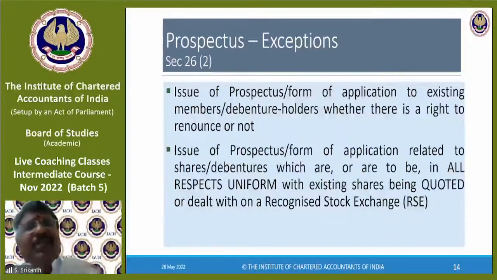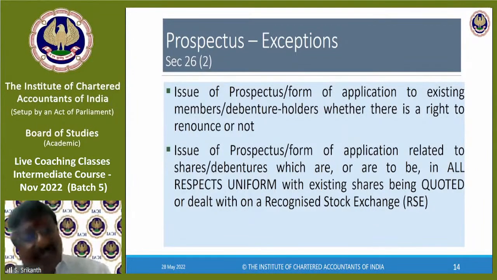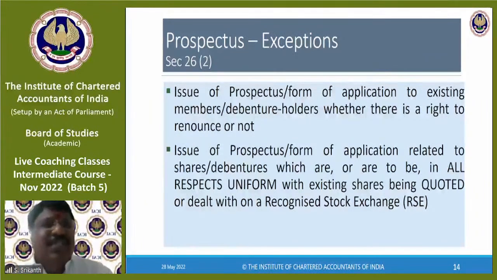Similarly, if you are already a listed company and you are issuing shares which are to be in all respects uniform with the existing shares being quoted or dealt with on a recognized stock exchange. Existing, it's a listed company, already existing shares. In other words, this is nothing but further public offer, FPO. So section 26 will not apply. I repeat, you are a listed company, you are going for FPO. Section 26 will not apply to you.